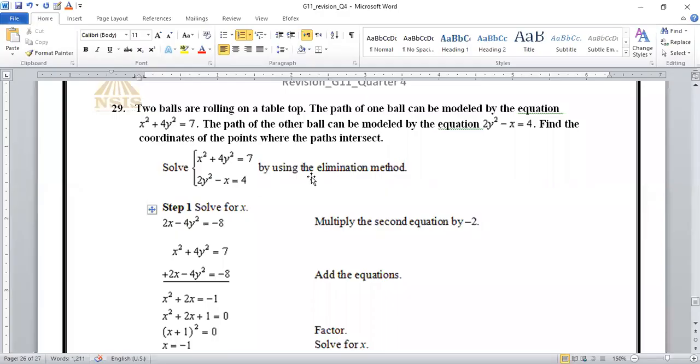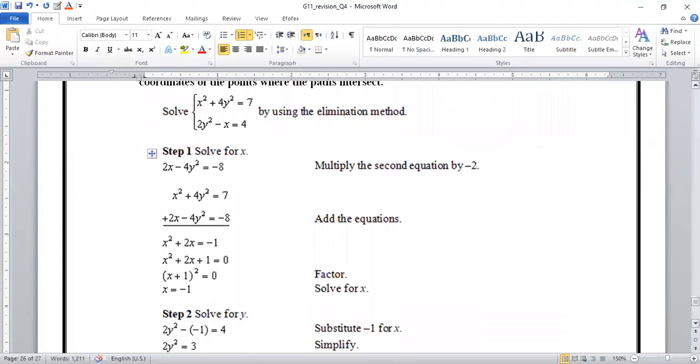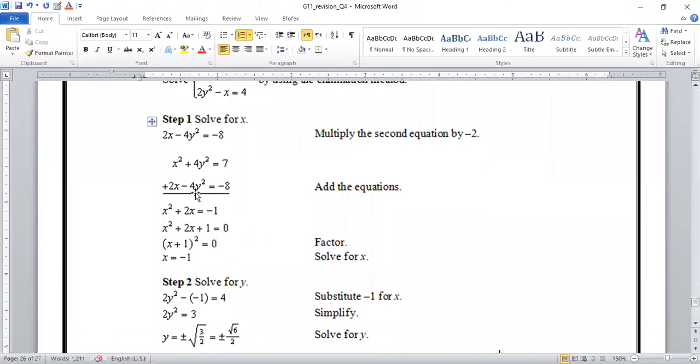By using the elimination method, multiply the second equation by 2. We get 4y squared minus 2x equals 8. Keep the first equation, x squared plus 4y squared equals 7. Subtract the equations, and we get x squared plus 2x equals negative 1. By solving this equation, we get x equals negative 1.